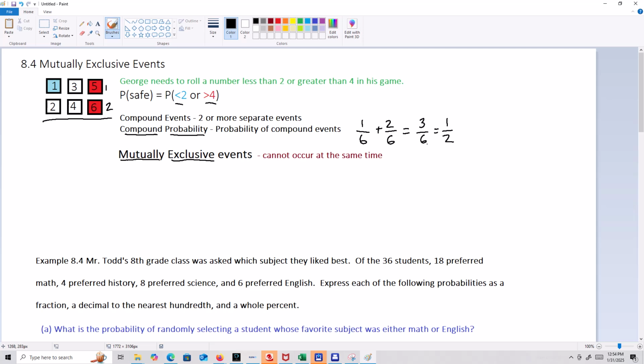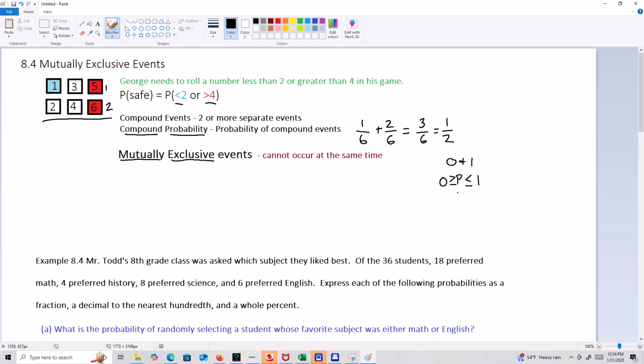And a lot of times they ask you to put the probability in as a fraction, a decimal, and a percent. So remember, the fraction and the decimal number will always be between 0 and 1. All right, so probability will be greater than or equal to 0 and less than or equal to 1.